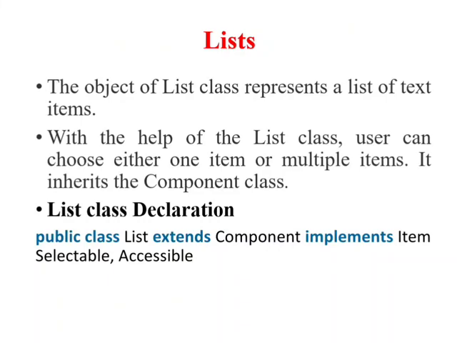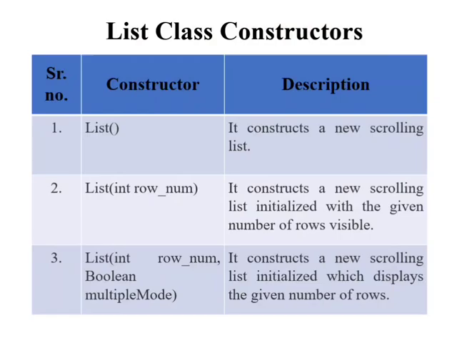The object of the List class represents a list of text items. With the help of the List class, the user can choose either one item or multiple items. It inherits the Component class. Next is the List class declaration: public class List extends Component implements ItemSelectable, Accessible. This is the List class declaration.